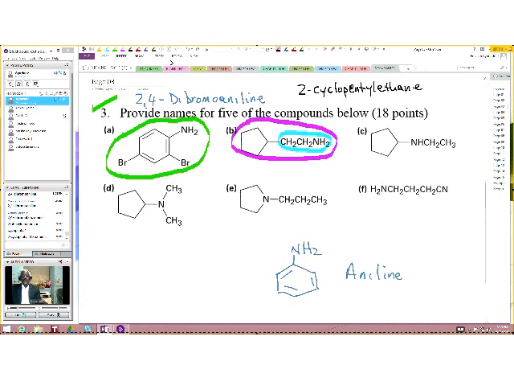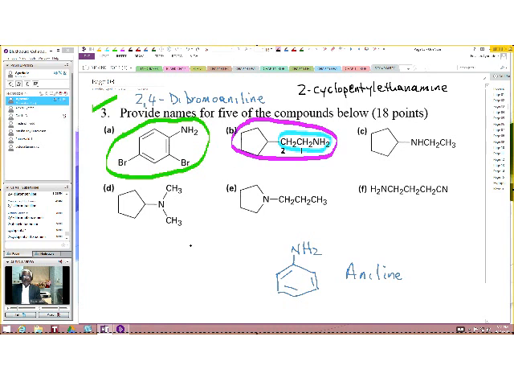Okay. If you use the corresponding alkane name, then you remove the E ending. And then attach amine. Amine. Very good. In other words, this is position 1 and this is position 2.